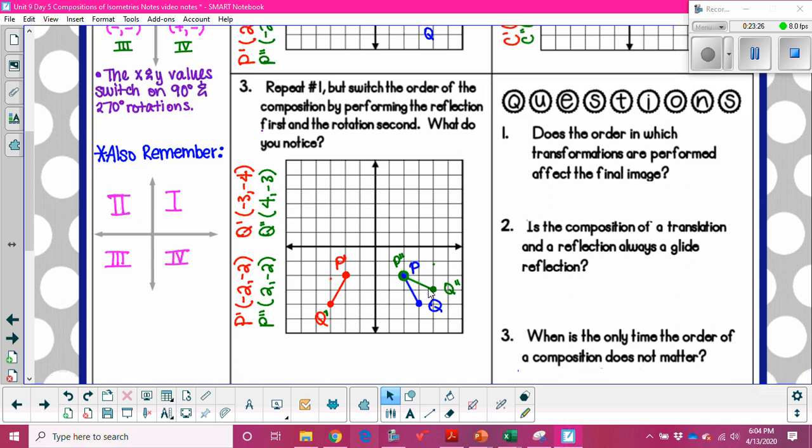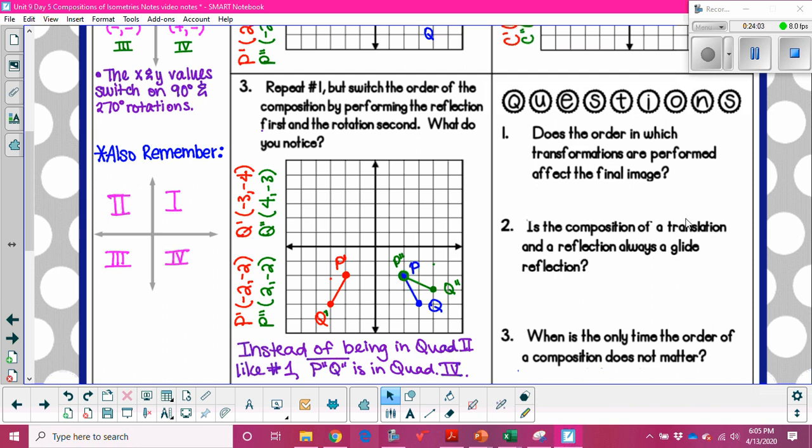Instead of being in quadrant 2 like number 1, line segment P2 prime, Q2 prime is in quadrant 4. Okay. Looking at these questions over here, pause for just a minute and I want y'all to try to answer these questions.